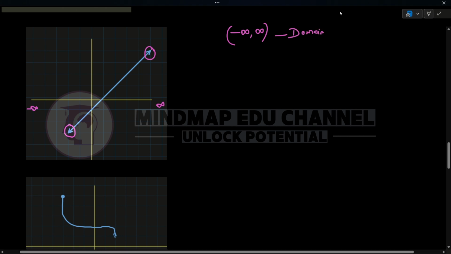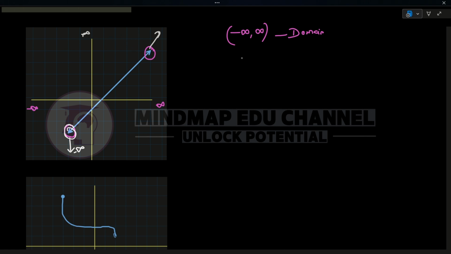Now let's check the range. For that, you have to check the y values. So the lowest y value, it's going down. Right? So -infinity, and the highest y value, it will go up. So plus infinity. So the range will be from -infinity to plus infinity. So this is the range for this function.